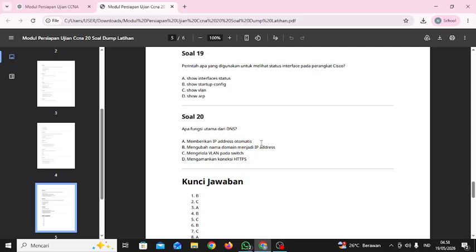Explanation: DNS stands for Domain Name System. It converts domain names such as google.com into IP addresses. Without DNS, users would need to memorize IP addresses manually. DNS is one of the core services of the internet. Okay. Alright, everyone.